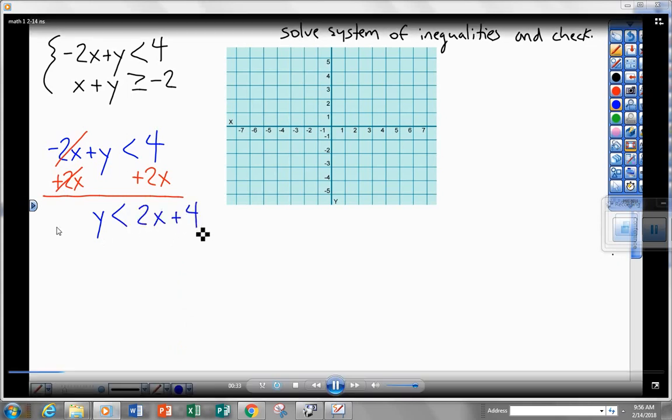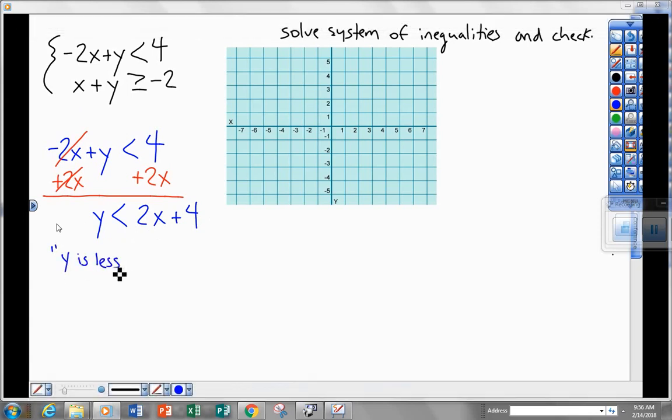So if I graph that, y is less than always means shade below the line. I don't care what the line looks like, which direction, shade below, underneath. That inequality by itself means an incomplete line, a dotted line. Less than, not less than or equal to. Can't include points on that line. That's what I've got to do, dotted.